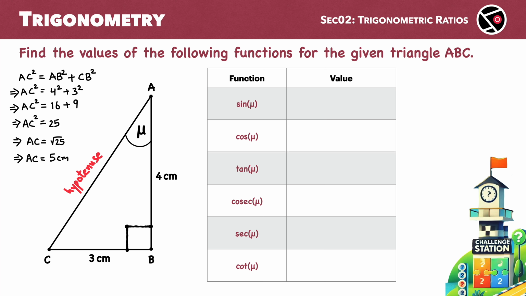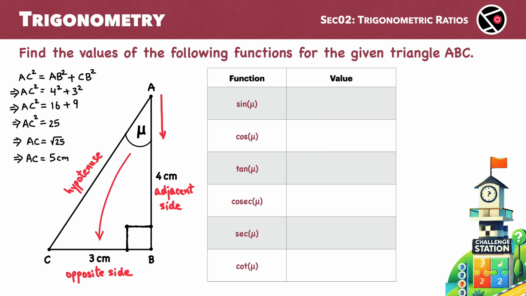The next step is to identify the sides relative to angle mu. The side opposite to mu is CB. The side adjacent to mu is AB. Now let's calculate the trigonometric functions one by one.